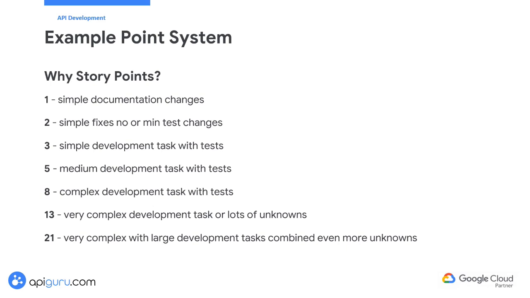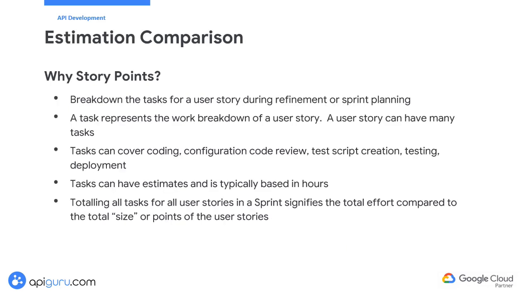Ultimately, consistency in using the point system is more critical than having overly detailed definitions. Importantly, avoid directly correlating points to hours or days of effort. Many teams choose to break down the activities required to develop a user story into specific tasks during sprint planning. Each task represents a component of the user story, and a single user story can encompass multiple tasks. These tasks can include activities such as coding, configuration, code review, testing, and deployment. Each task must be tailored to the specific user story it supports.